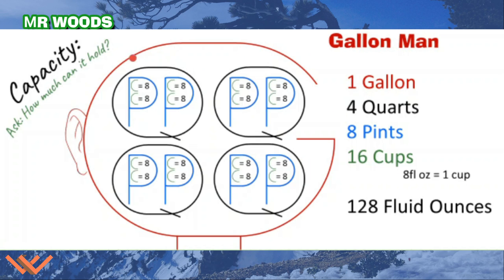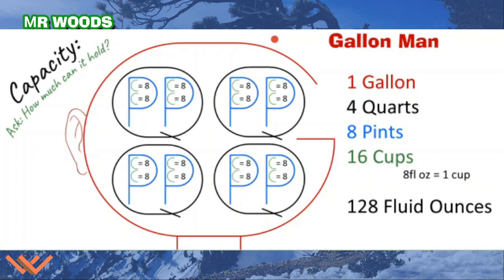But 1 gallon, that's the red. That's the total encompassing. I have 4 quarts, so I have these 1, 2, 3, 4 black Q's. 8 pints. 1, 2, 3, 4, 5, 6, 7, 8 blue P's for pints, 16 cups. So right here I can see 2, 4, 6, 8, 10, 12, 14, 16. That's the C for cups in green. And there's 8 fluid ounces is equal to 1 cup. So therefore, there are 128 fluid ounces in 1 gallon.